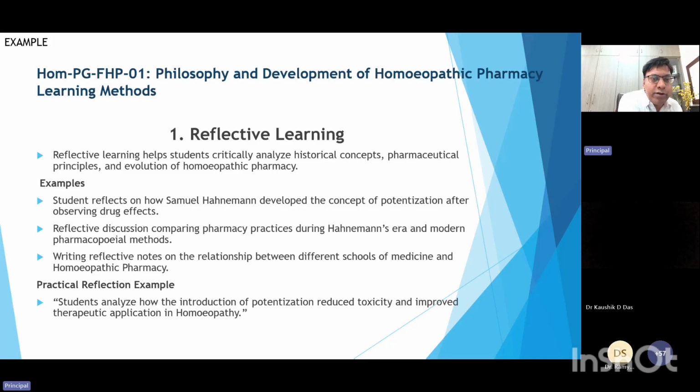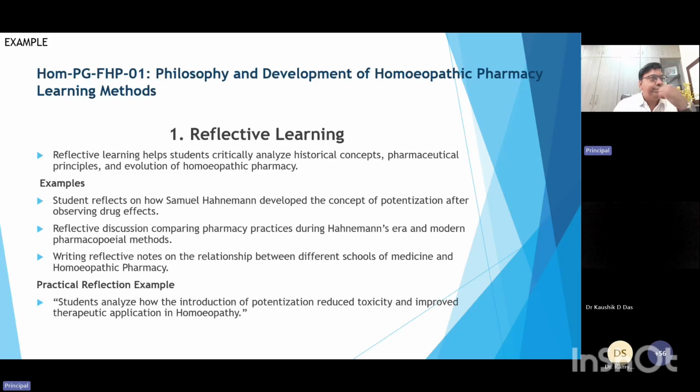first topic, which is named Philosophy and Development of Homeopathic Pharmacy. So in this table, you can see learning methods are given. I am just trying to give you an elaboration about the learning methods, because it is just written there as reflective learning. But what does it mean? And apart from learning methods, assessment, competencies and learning outcomes are mentioned. So these forthcoming slides are just the elaboration of those points.